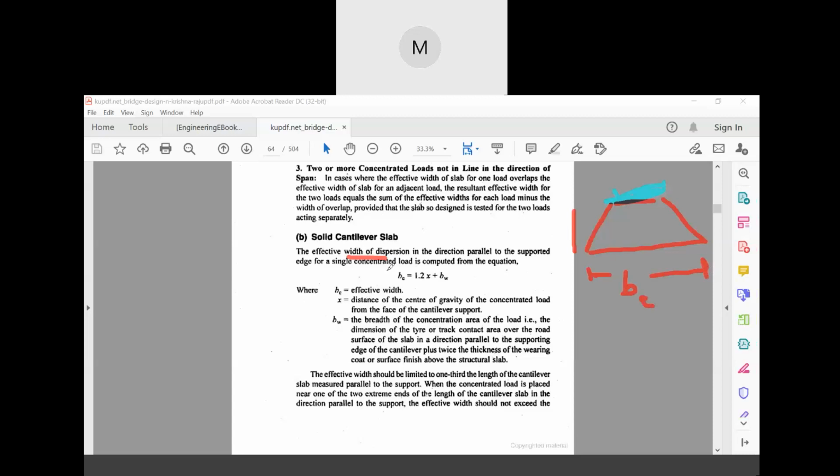Now BE is what? Different for different values. Now for solid cantilever slab, this is the value of BE. Okay, so now how will you find out this one? This is how it is being found out. Okay, so these are the different criteria. Now if you can see, the effective width, that is the BE, it should be what?